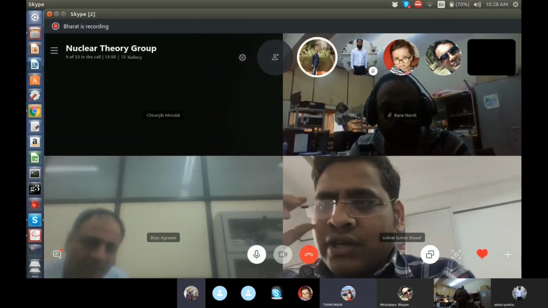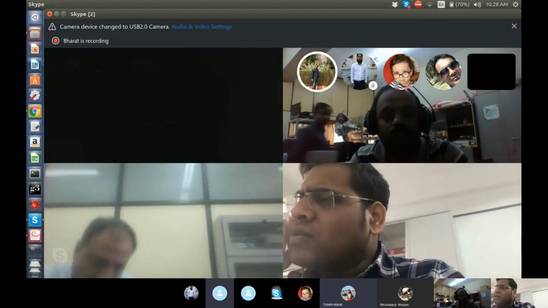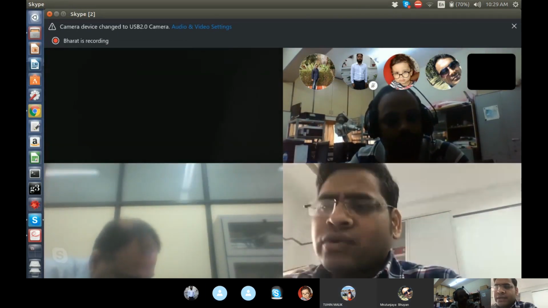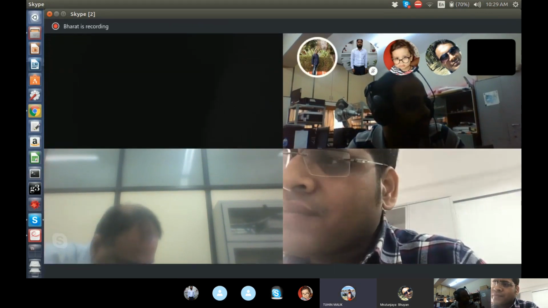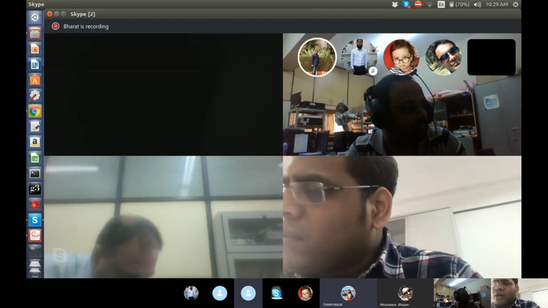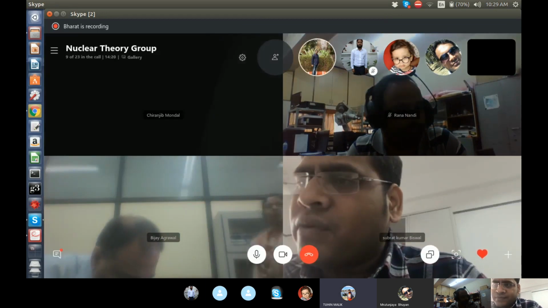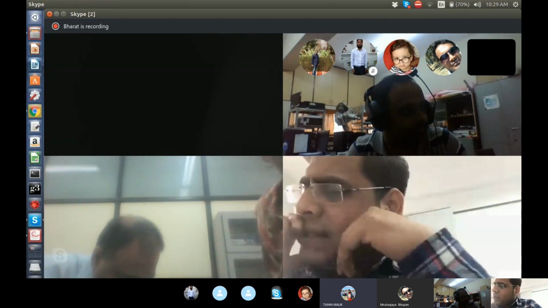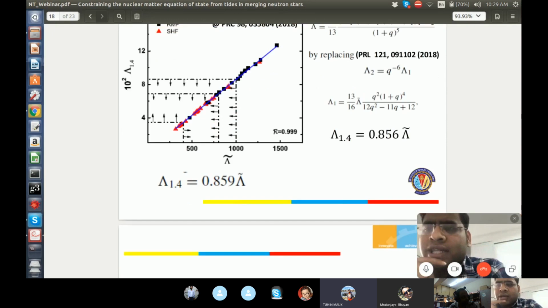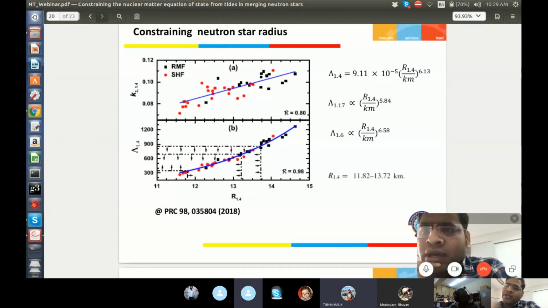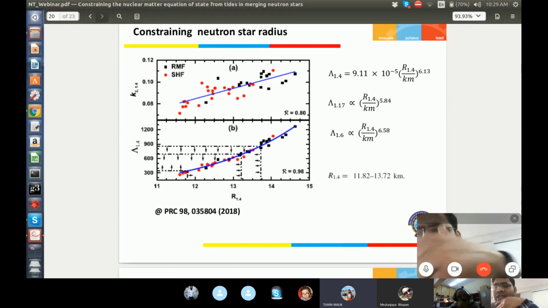Hello. One of your slides shows the correlation between the tidal deformability of the 1.4 solar mass star and the radius. You have plotted both the SHF and RMF parameter sets. But this shows that they are actually model independent. If you take RMF or SHF parameters, they are giving the same thing. It is always model independent.